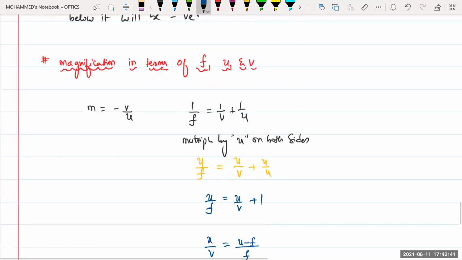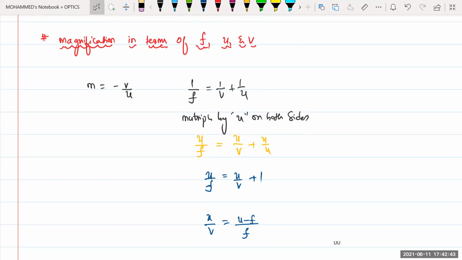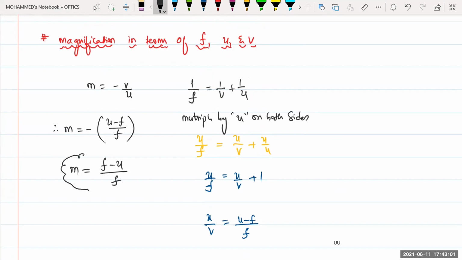Yes, sir. So magnification I can write here right now. M will be equal to minus of v value. How much you got? U minus f divided by your f. Now if I remove this minus sign, I can write M is equal to f minus of u divided by your f. So this is the magnification in terms of focal length as well as your object distance.